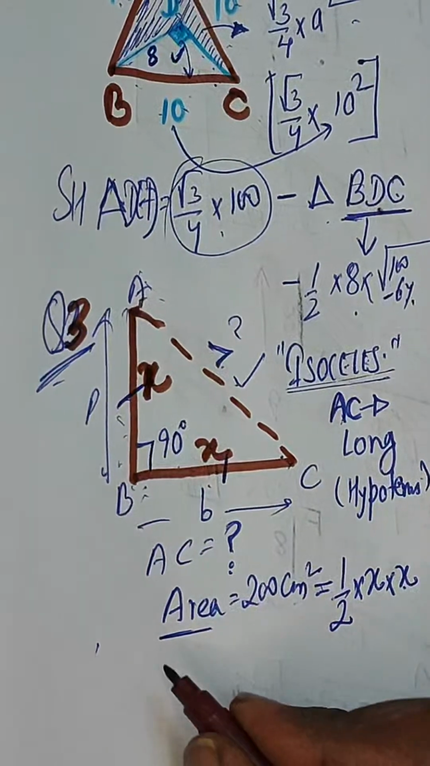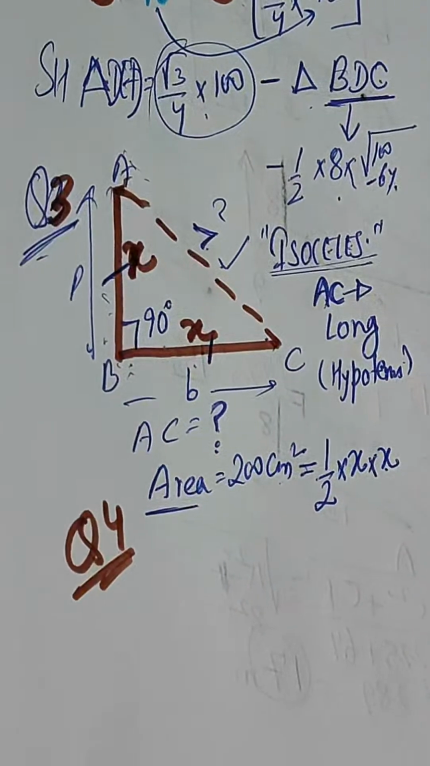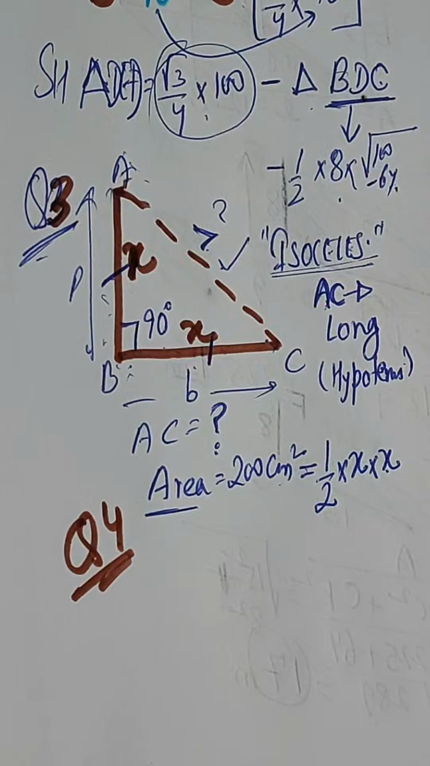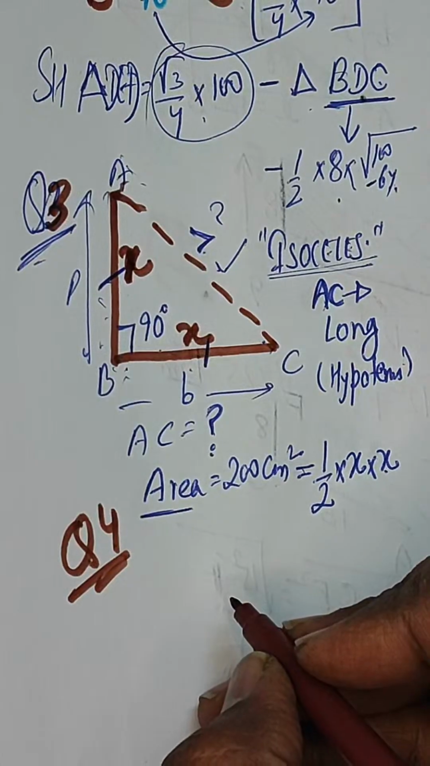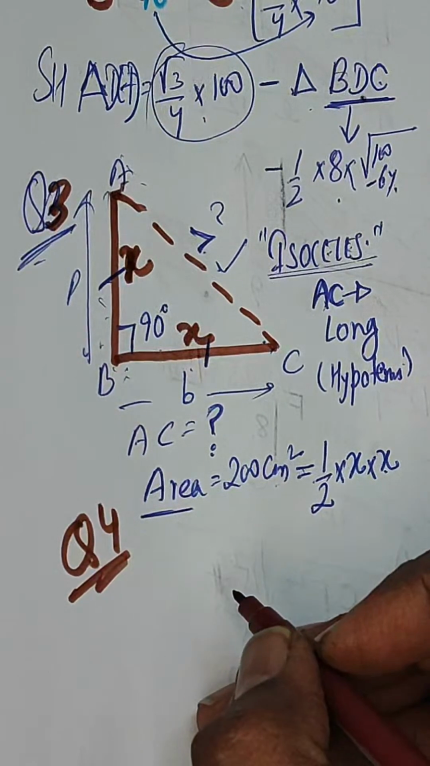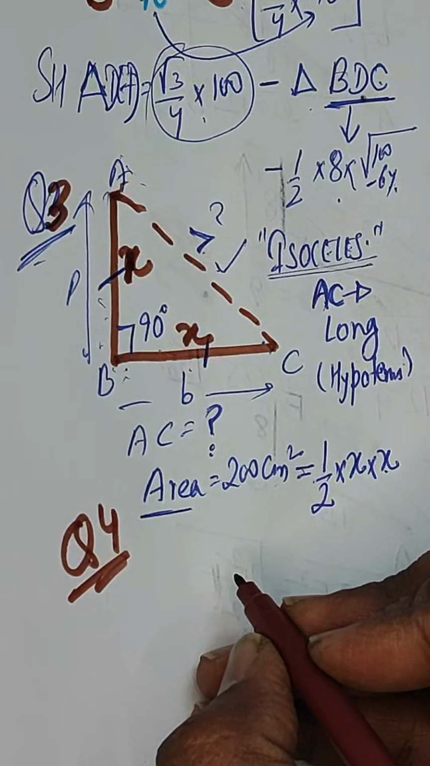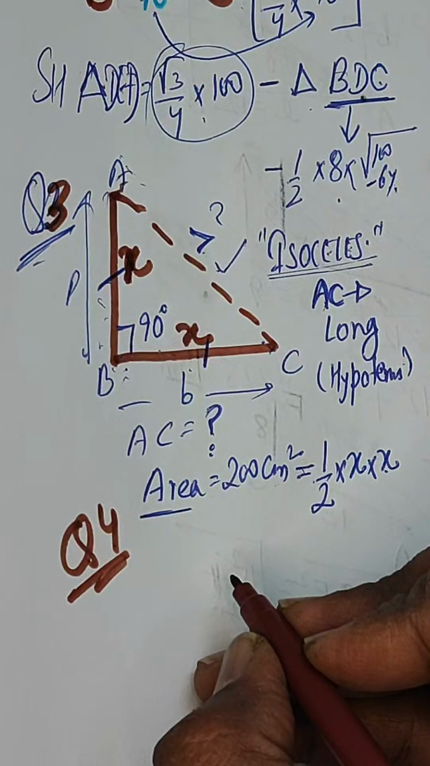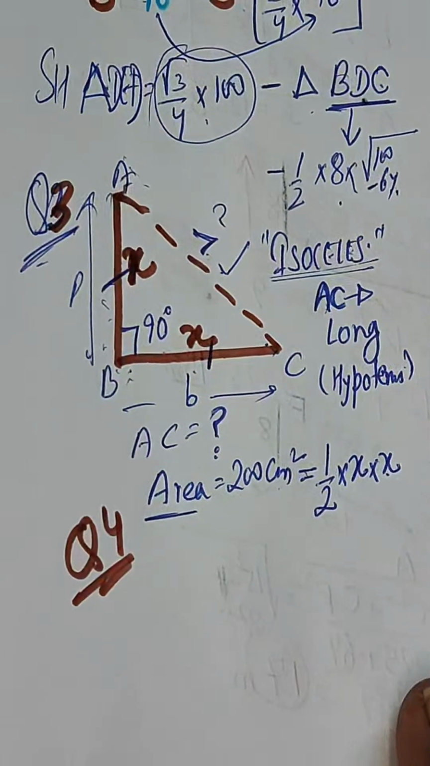Let us come to question number 4. I hope you got the point, right? Question number 4, which you can take for today, is that each of the equal sides of an isosceles triangle measures 2 centimeter more than its height. It is given that each of the equal sides of an isosceles triangle measures 2 centimeter more than its height and the base of the triangle measures 12 centimeter. Find the area of the triangle. So I think we can do it.